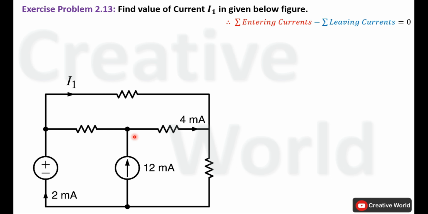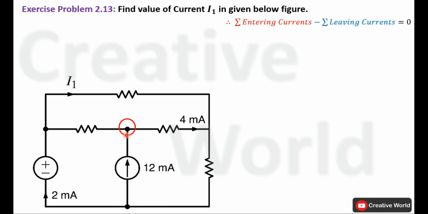Inside this network, we have multiple nodes, but our main focusing nodes will be these two nodes. We will start from this node. On this node, 12 mA current is entering while 4 mA current is leaving from this node. Other current from this node is unknown. The direction of other current is not specified.